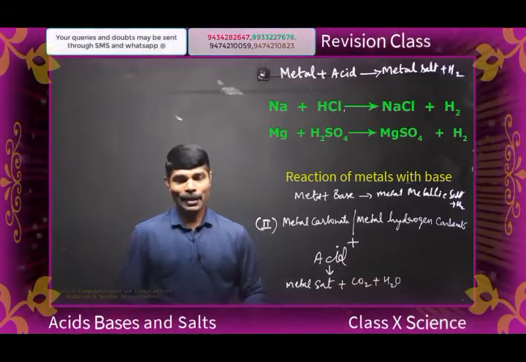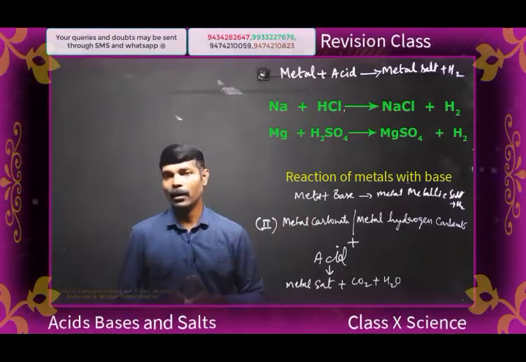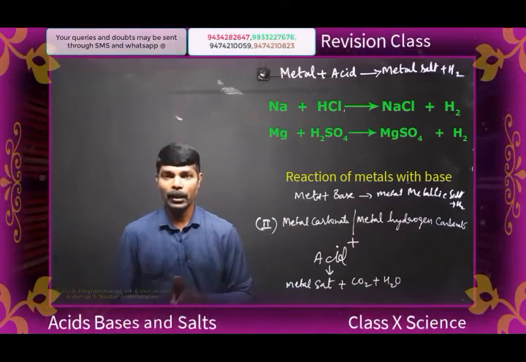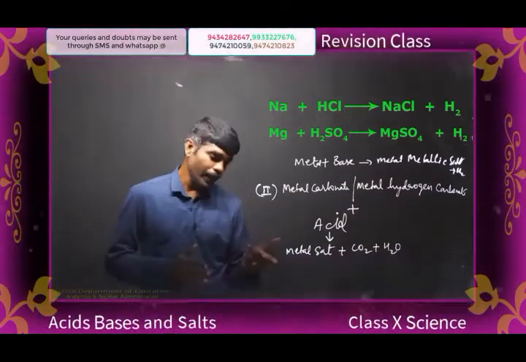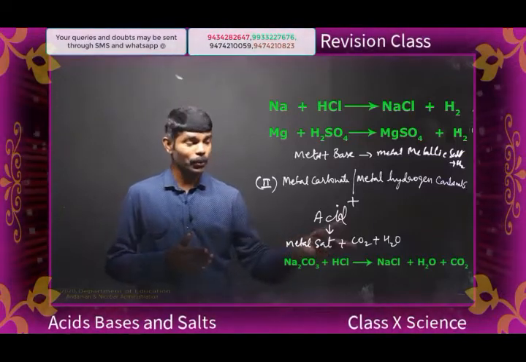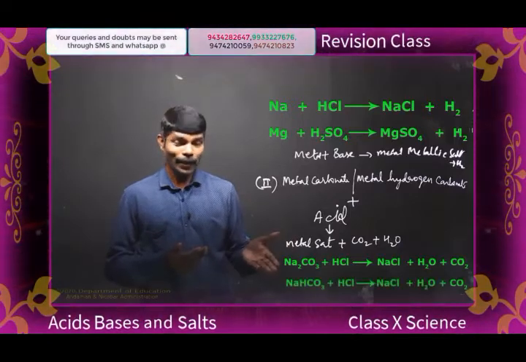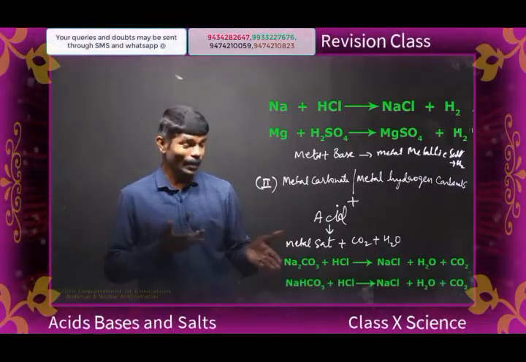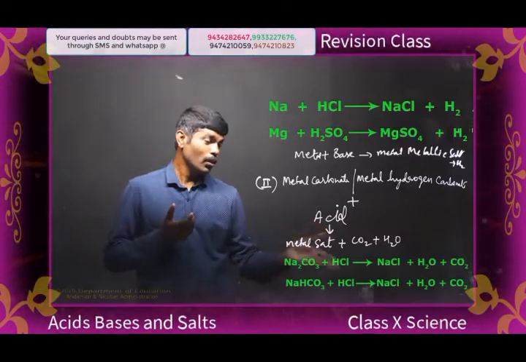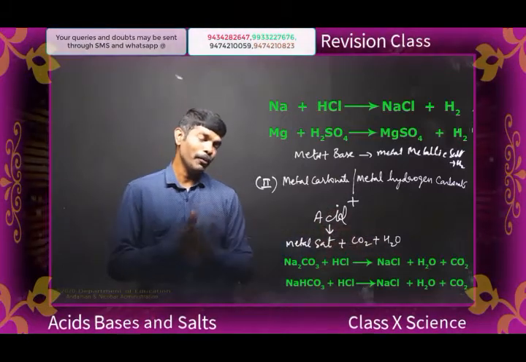Now we'll take an example to understand this. In place of metal carbonate we can take sodium carbonate. In case of metal hydrogen carbonate we can take sodium hydrogen carbonate. In both cases, when sodium carbonate reacts with hydrochloric acid, we get sodium chloride, carbon dioxide and water. In the second equation, sodium hydrogen carbonate, also called baking soda, reacts with hydrochloric acid, and again sodium chloride, carbon dioxide and water are produced.